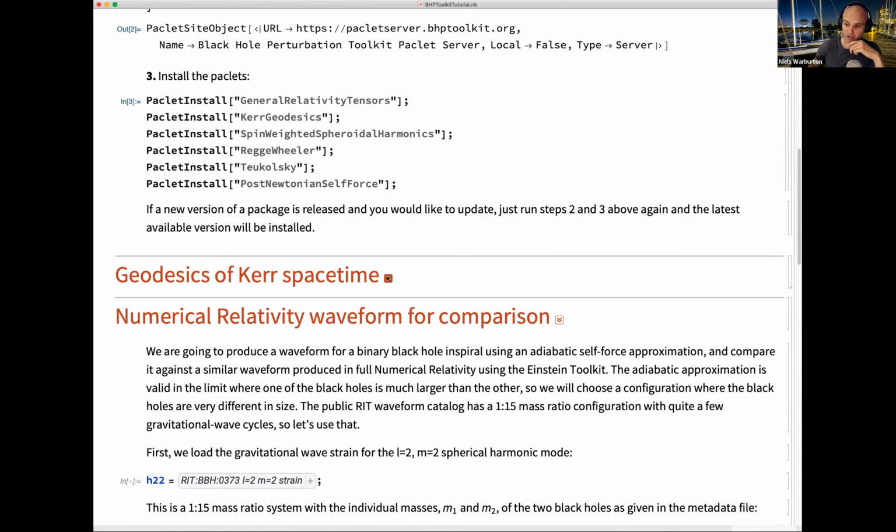The coordinates are just Boyer-Lindquist coordinates by default. I don't think there's any option to pick anything else.